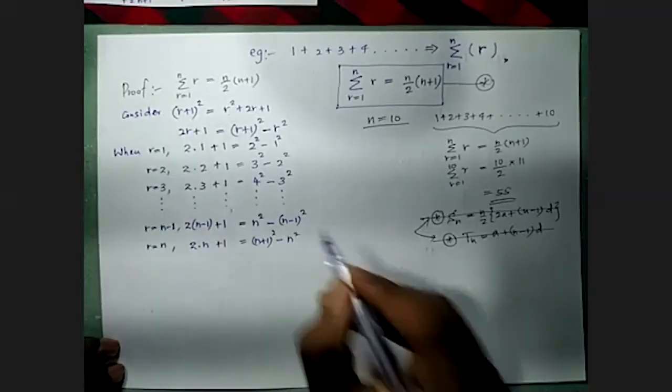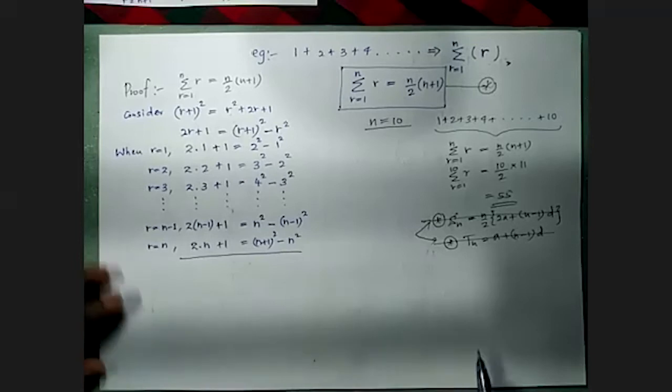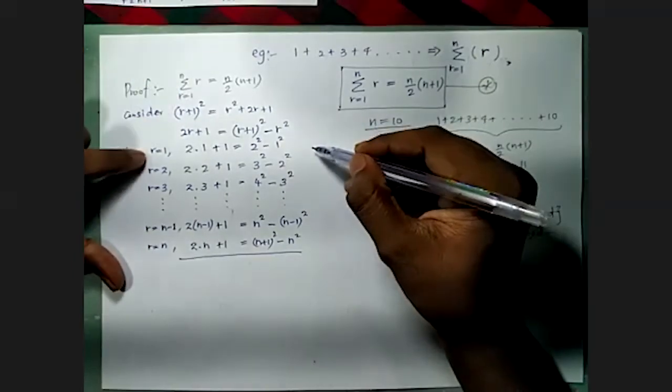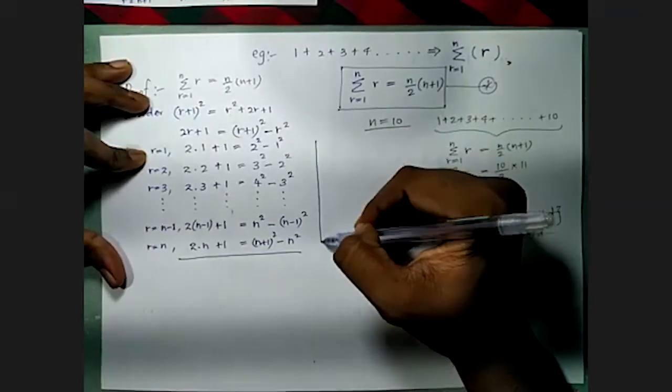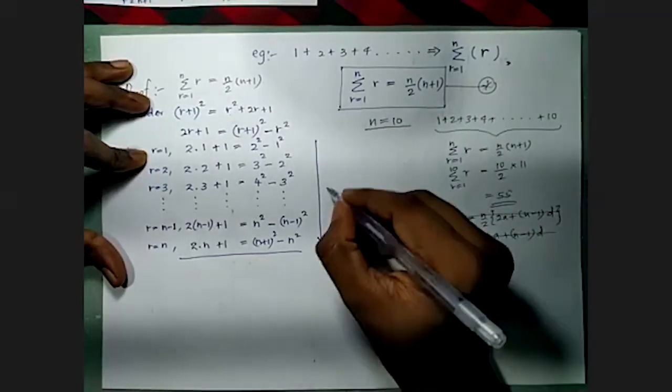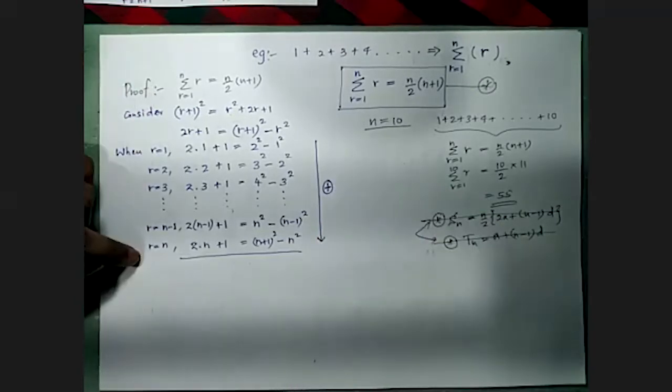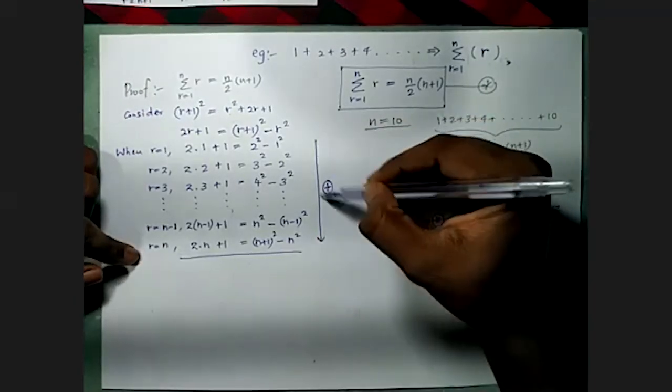Those are the terms. Now we are going to take the sum, because this is summation. Now from 1 to n, I am going to take the sum. That is denoted in this manner. From first term to nth term, we are going to take the sum.